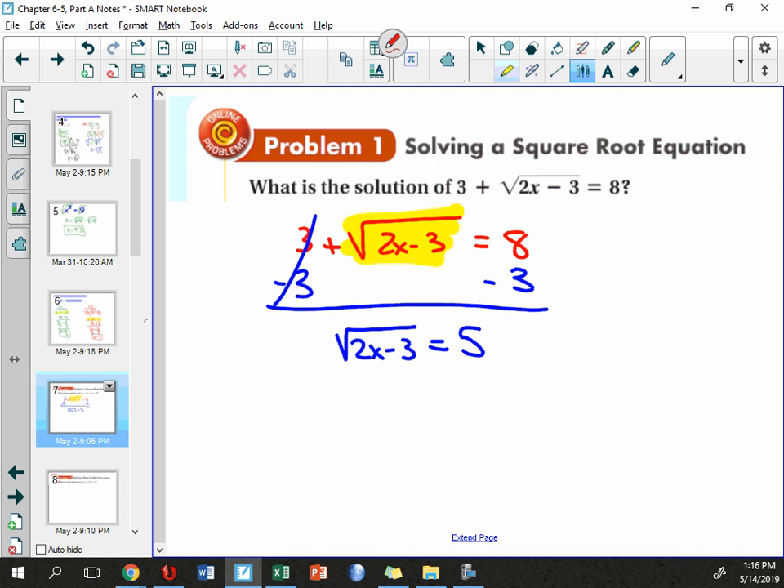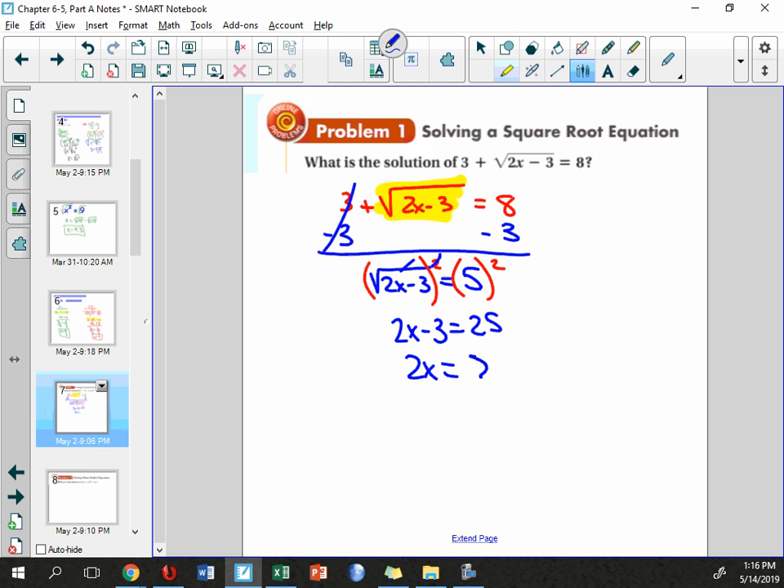Now what do you do? Why am I squaring both sides? To get rid of your radical. So I'm going to square both sides to eliminate my radical. Power and root cancel out, and I'm left with 2x minus 3 is equal to, what is 5 squared? 25. Do we know how to solve this now? Add 3. And divide by 2, x is equal to 14.